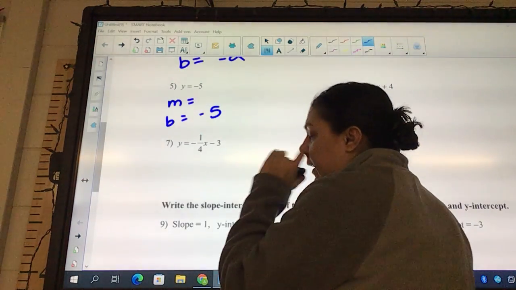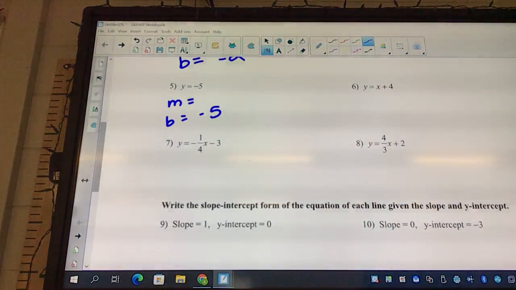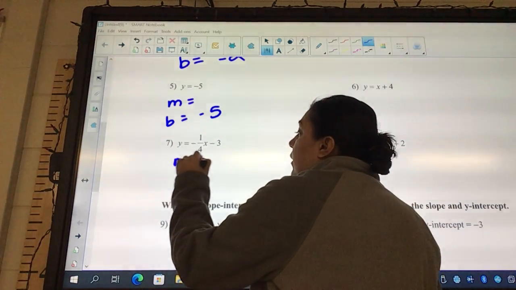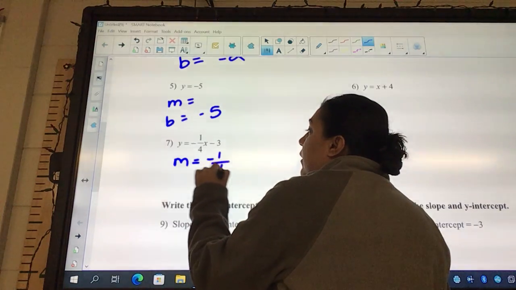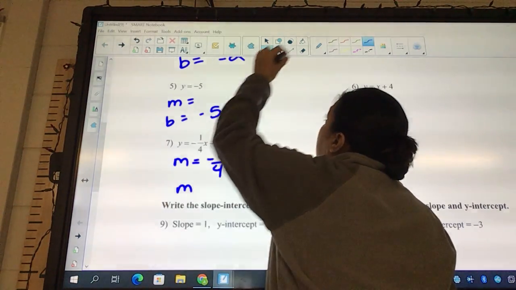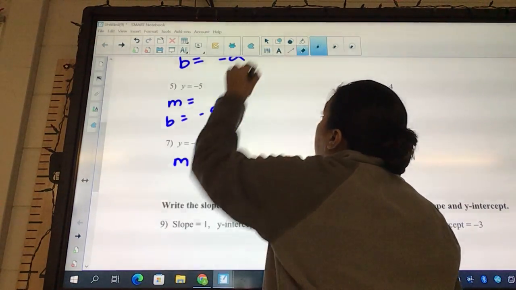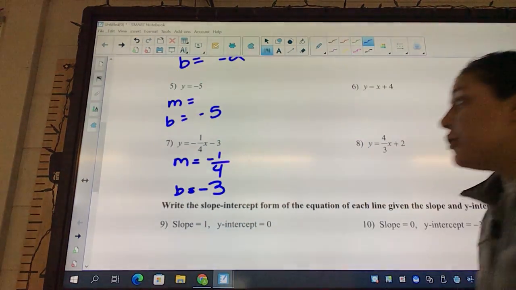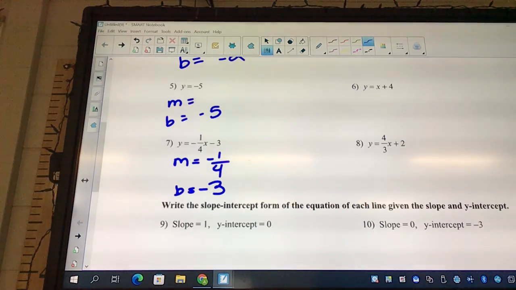Take a second and do 7 by yourself. Pause it, do 7 by yourself. Okay, so my b should equal negative 3. My m, or my slope, is negative 1 over 4.